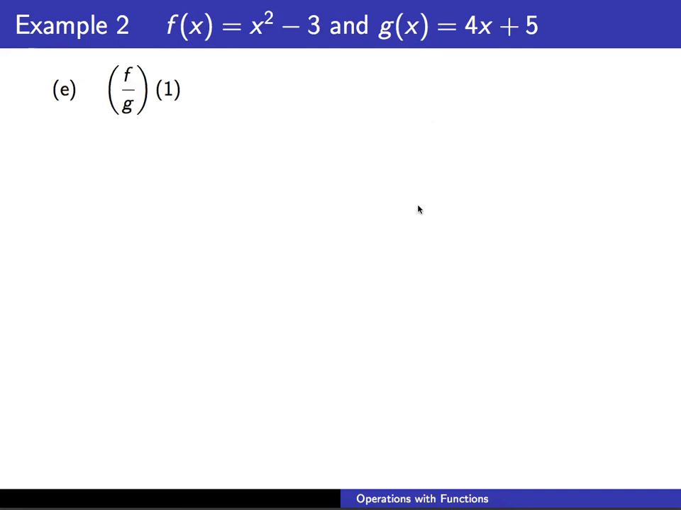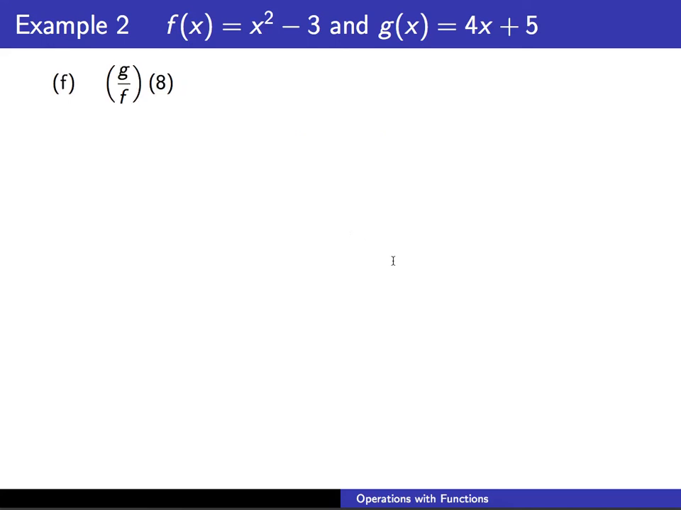Part E, we have f over g of 1, which means take f of 1 and put it over g of 1. So 1 squared minus 3 is negative 2 for f of 1 in the numerator. And then g of 1, 4 times 1 plus 5 is 9. So we get negative 2 over 9, which we can't reduce. So that's our answer for example 2E.